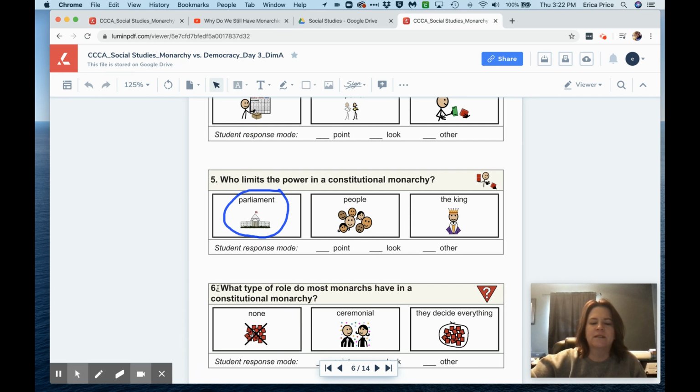Question number 6. What type of role do most monarchs have in a constitutional monarchy? Is it none? Is it ceremonial? Or do they decide everything? Now remember, we're talking about a constitutional monarchy. Is it none, ceremonial, or they decide everything?